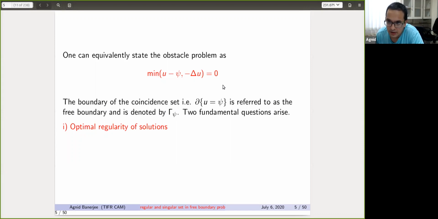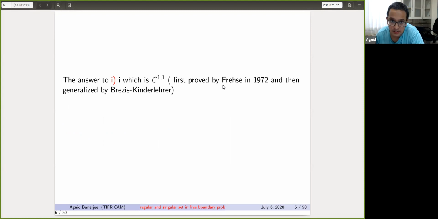And so the natural question arises, is it achieved? So the answer to this question is yes. And this was first proved by Jean Fréchet in 1972. And then later on, it was generalized by Brézis and Tyndall-Lehrer to more general variational inequalities.